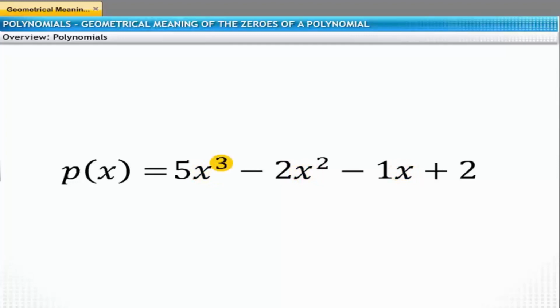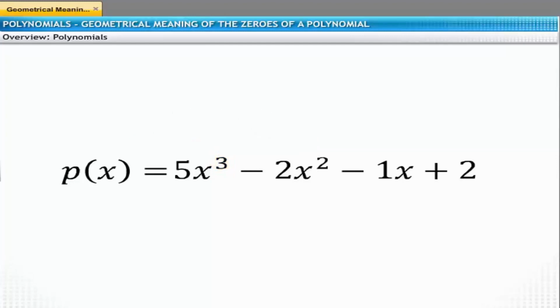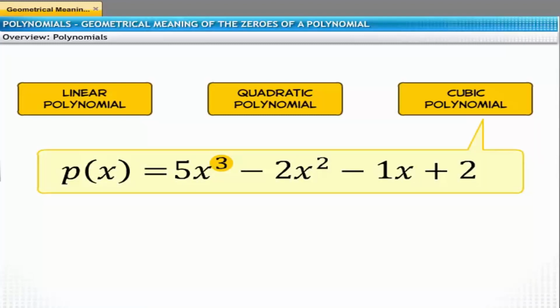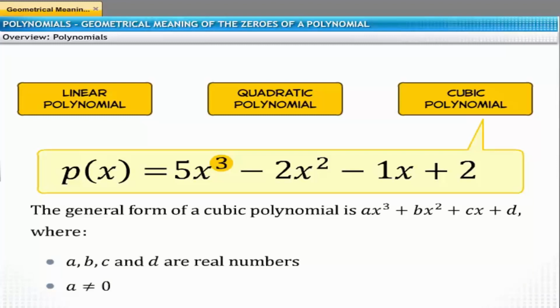The highest power of the variable of a polynomial is called the degree of the polynomial. Based on its degree, a polynomial can be called a linear polynomial, quadratic polynomial, cubic polynomial, and so on. Since the highest degree of this polynomial is 3, this is a cubic polynomial. The general form of a cubic polynomial is ax cubed plus bx squared plus cx plus d, where a, b, c and d are real numbers and a is not equal to 0.